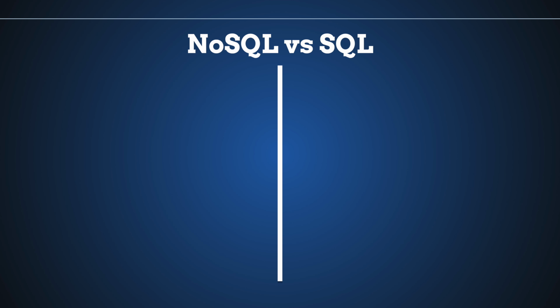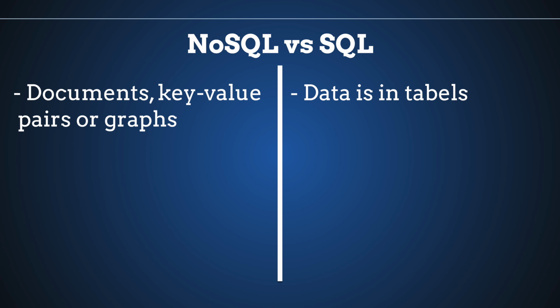So here are the key differences between SQL databases and NoSQL databases. In SQL databases or relational databases, we have tables. This is where we're storing data. In NoSQL databases, we can have different things. For example, it can be documents with JSON inside, this is the most popular variant, but it can be also key value pairs, for example, like Redis, or graphs.